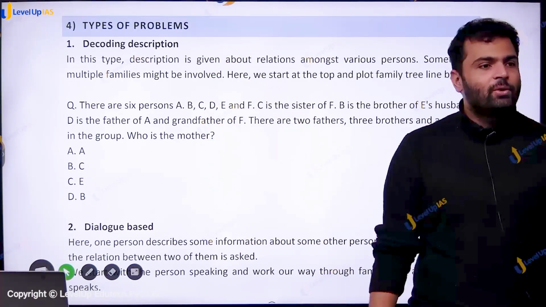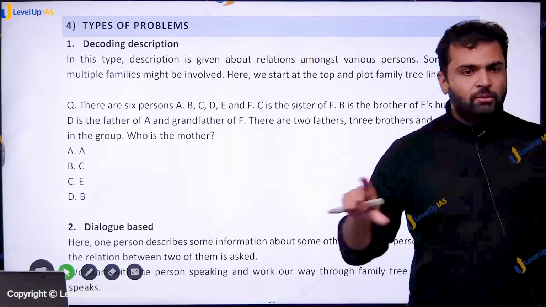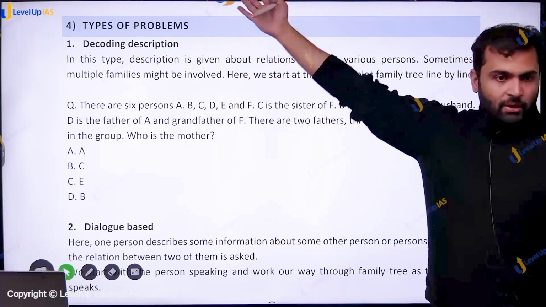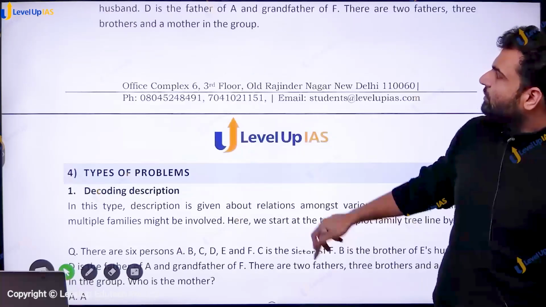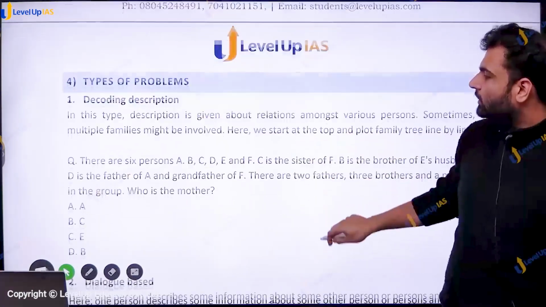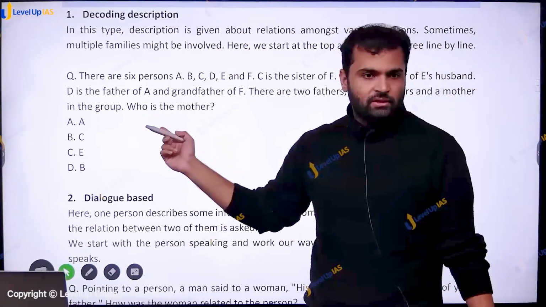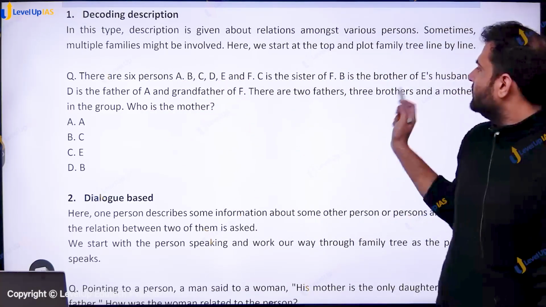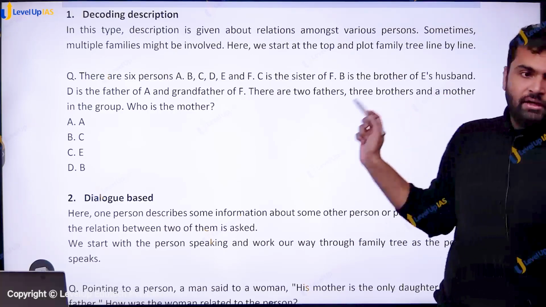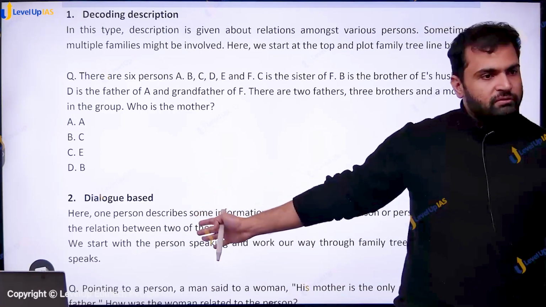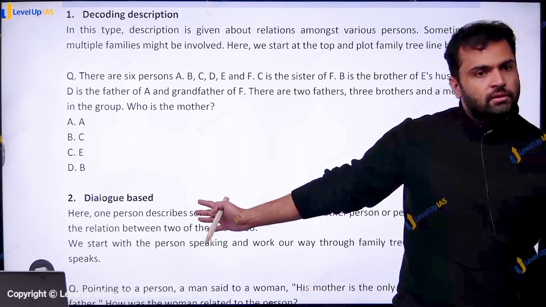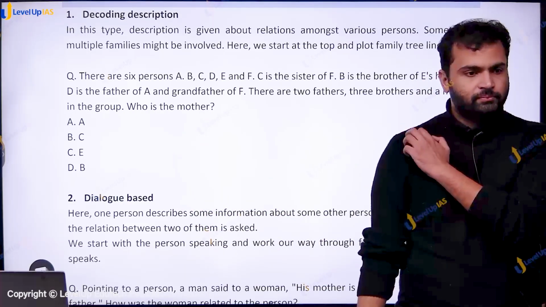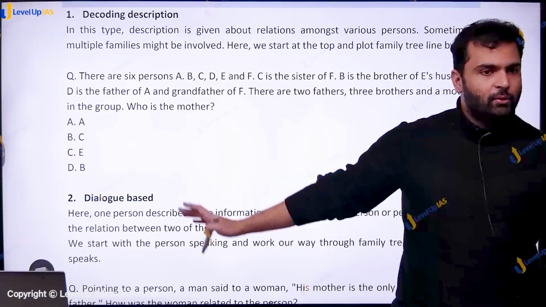First type of question is decoding description, where description will be given of family, and then some question would be asked. So like above, the same question. ये जो fourth वाला है ना, that is the same question, but just we have added the question now. Who is the mother? They have said there are 6 persons and there are 2 fathers, 3 brothers and a mother. So who is the mother? In both the family trees, who was the mother? E. So answer here is E. ठीक है? This is the type number 1.